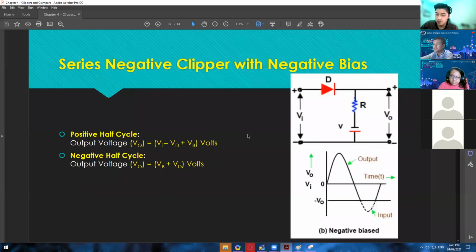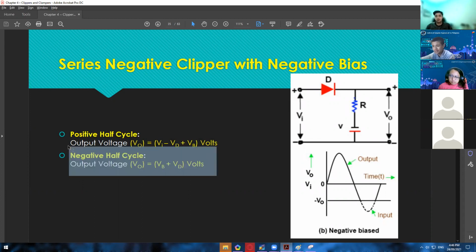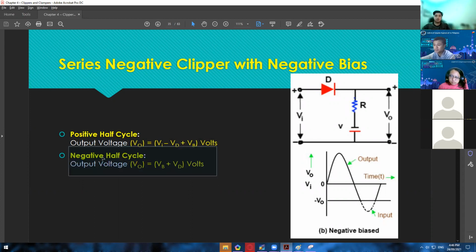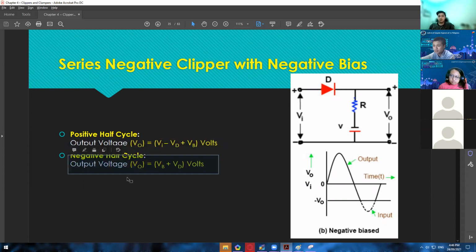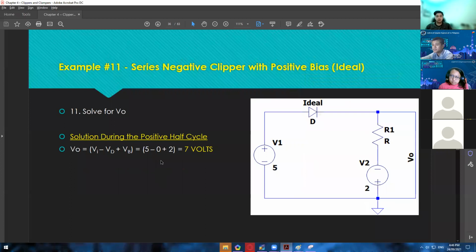Okay, anyway, so let's now have a negative bias. So series negative and then negative bias at the same time. So ito na yung tricky part since we now have a result in positive half cycle and then we now also have a result in negative half cycle. Okay, so again, do not heavily rely on this one. So ito by scenario pa rin lagi ito. Okay, so the same with negative half cycle. Anyway, so let's just go over with the real example para mas maintindihan natin.